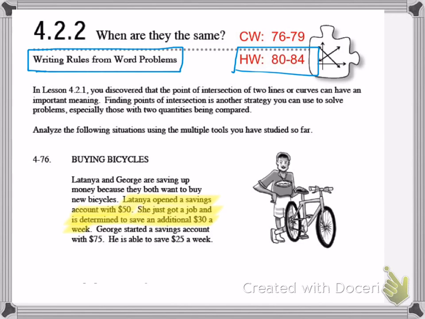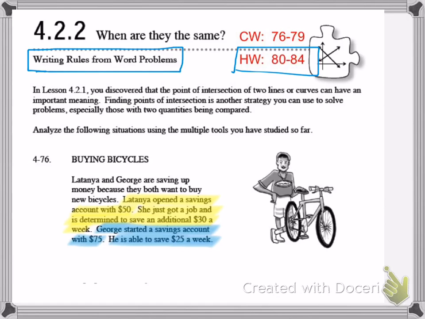Okay. Then we also have George, and he started a savings account as well with $75, and he is able to save $25 a week.